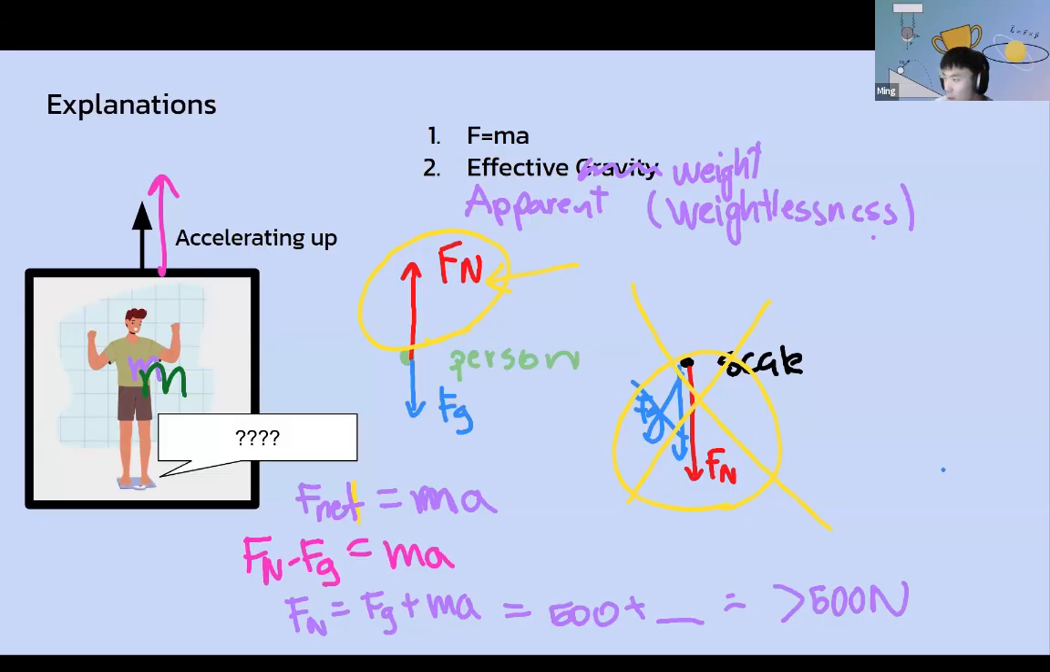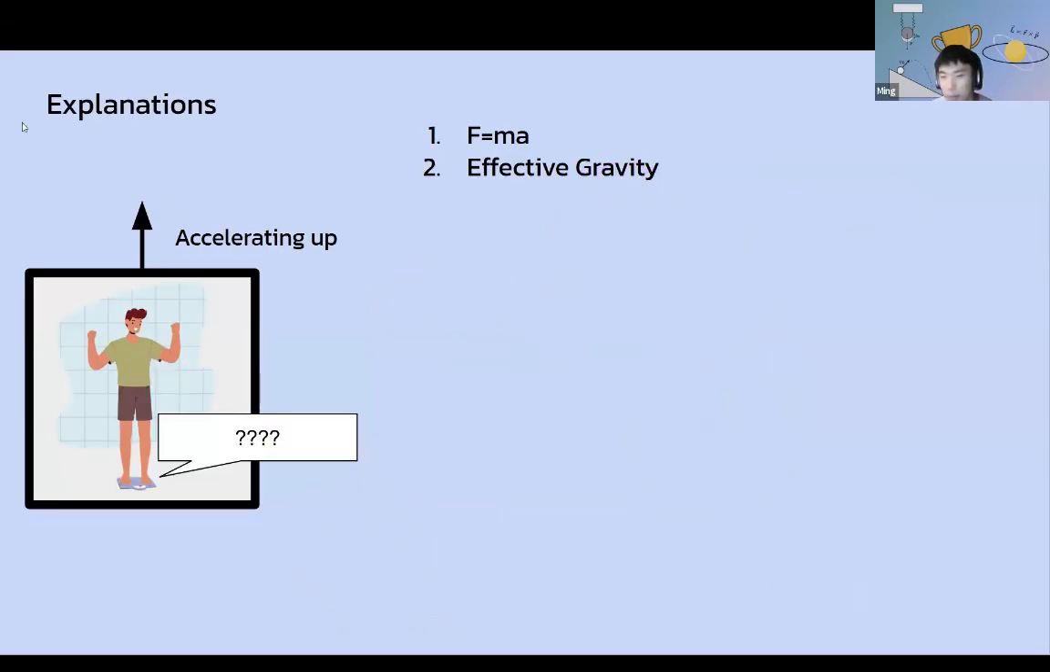Let's look at the second one. This one isn't as much math. It's more of thinking. There's an idea of something called apparent weight. Have you ever heard of the term weightlessness? For example, maybe if you hit a bump in the road or you are going down a hill, you might feel that you're weightless. And this has to do with your feeling of your own weight, how much you're pressing on the ground.